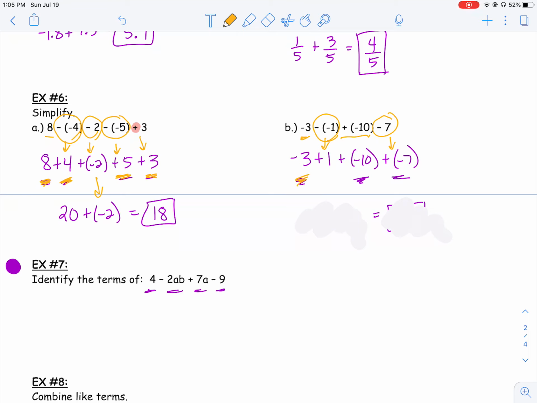I've got a negative 3, a negative 10, and a negative 7, and then I just have one positive. Negative 3 and negative 10 and negative 7 is a negative 20, plus 1. They're opposite signs, so I can subtract. 20 minus 1 is 19, and keep the sign of the bigger number. So my final answer on this one would be a negative 19. So again, changing subtraction into adding the opposite might be a little bit easier for you to do before combining your terms.